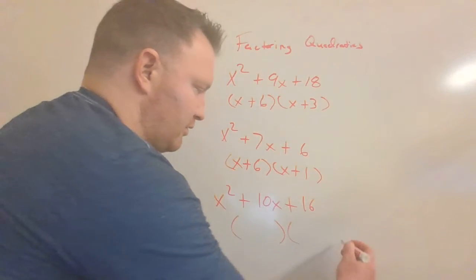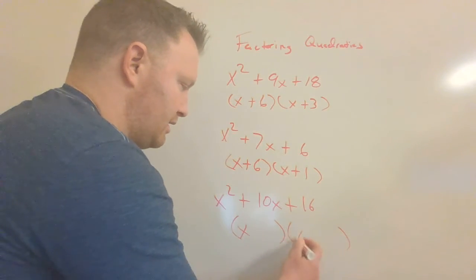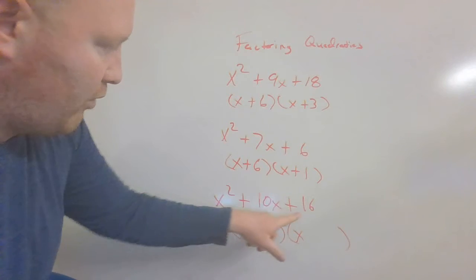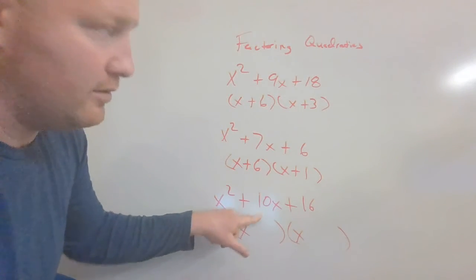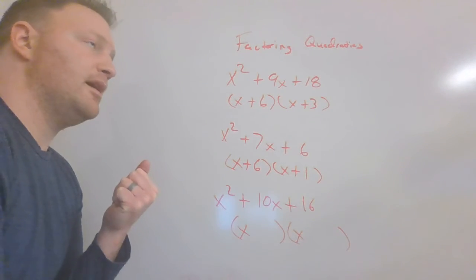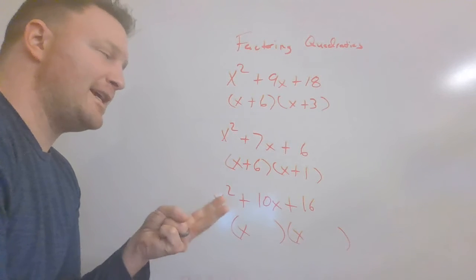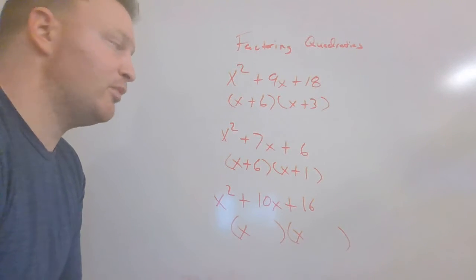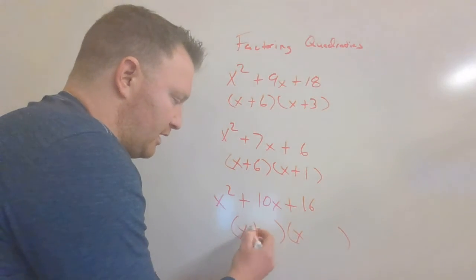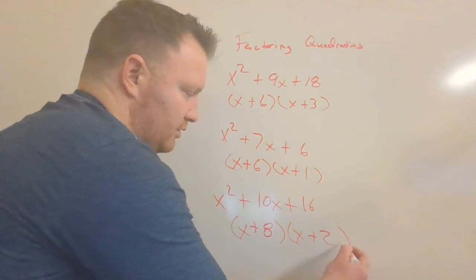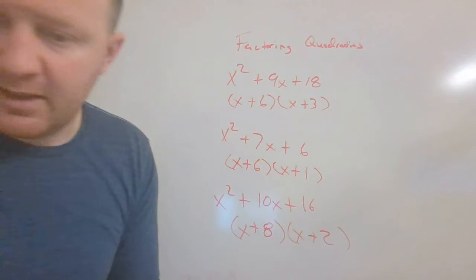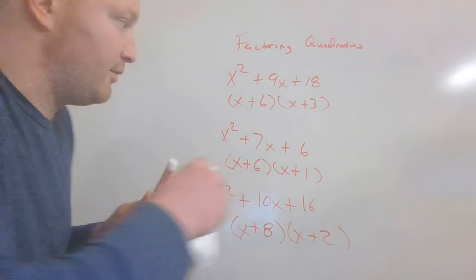Last but not least, and then I'll do some more examples in a minute, I got x here, I got x there, okay? What multiplies to 16 that adds to 10? Well, 16. 4 times 4, 4 plus 4 is 8, no good. 8 times 2 is 16, 8 plus 2 is 10. Very simple, 8 here, 2 here. Those are the basics of how to factor quadratics. I'll be back in a second with some other types of examples.